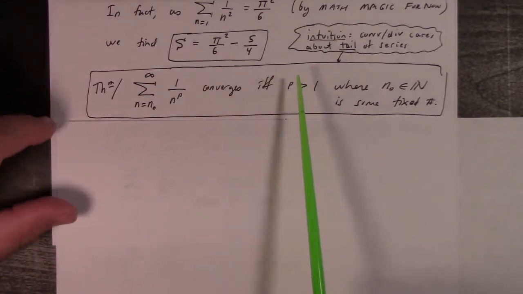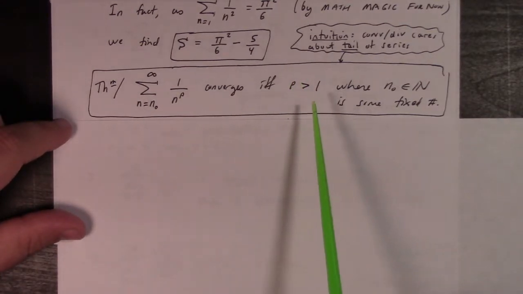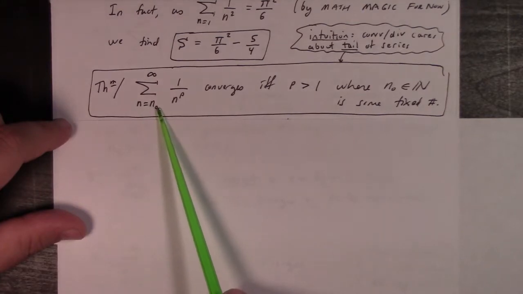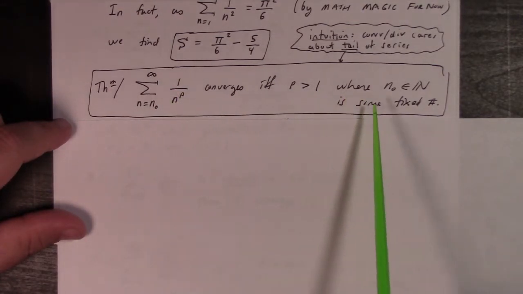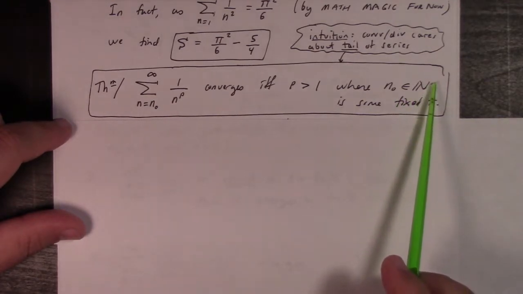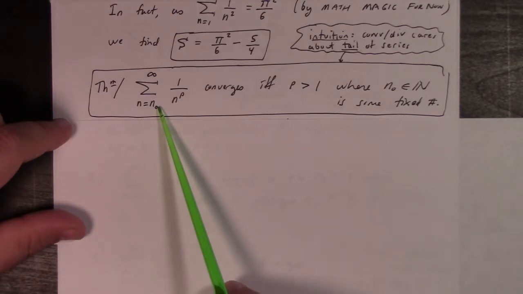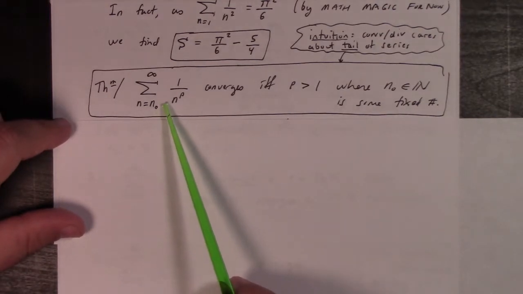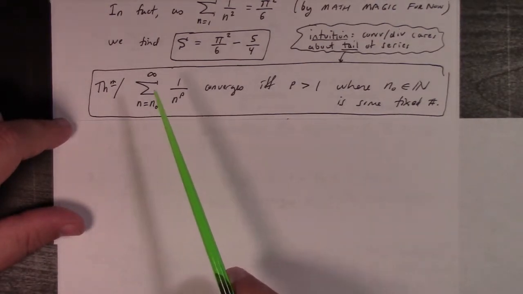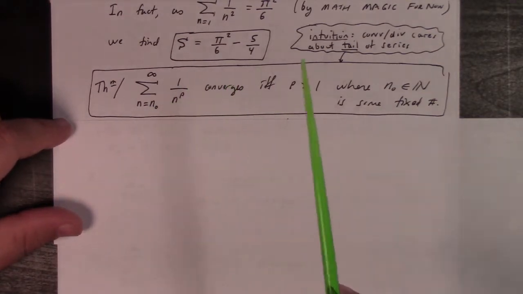souped up version of the p-series, which a lot of people would still say is just a p-series. Sum n equals n naught to infinity of 1 over n^p converges if and only if p is greater than 1, where n naught is just some fixed natural number. It could be, my example 2 was 3, it could be 333, it could be 3 trillion. It wouldn't matter. It doesn't change anything. Any finite starting point, it's all about the p, all right?